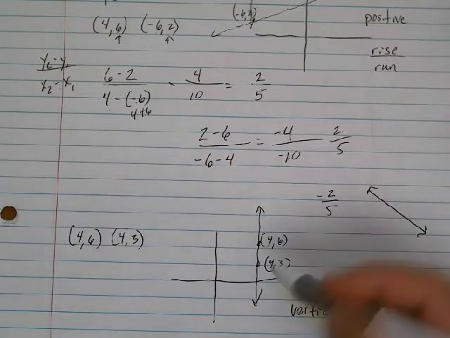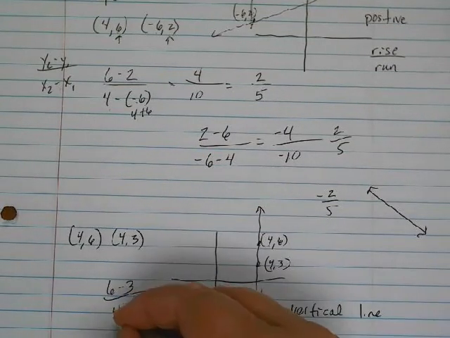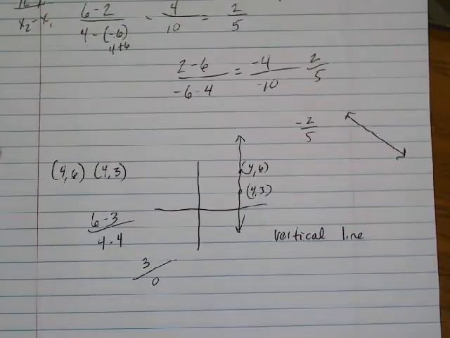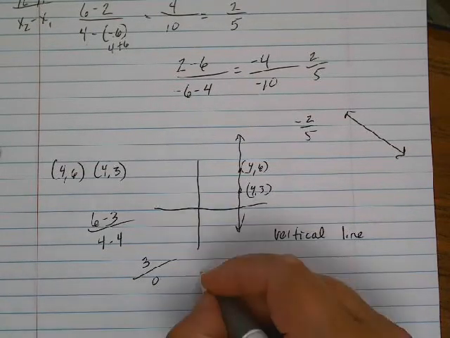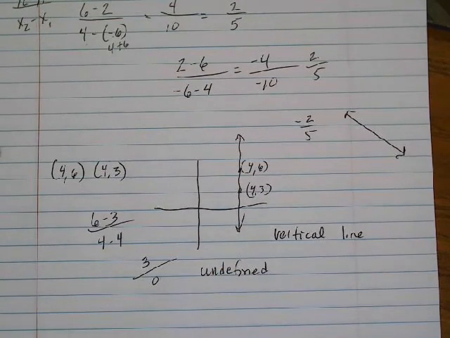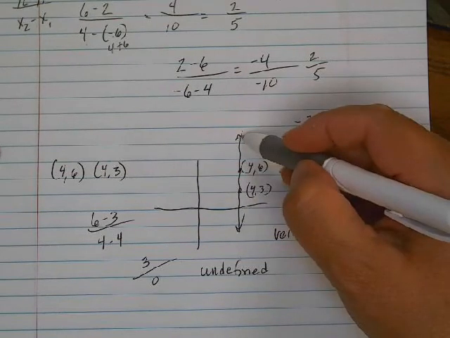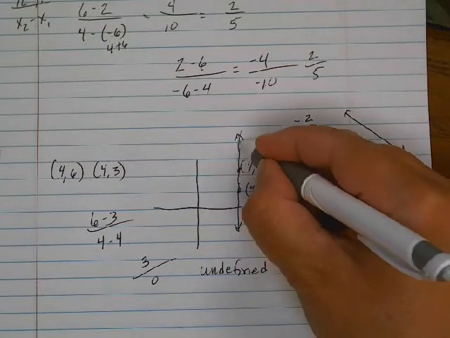If I find the difference in the y's over the difference in the x's, I end up with 3 over 0. And you guys know by this point in the math world that you cannot divide by 0. So anytime there's a 0 on the bottom, we call this undefined. Your calculator probably says a divide by 0 error. So when you have a vertical line, this is an undefined slope.